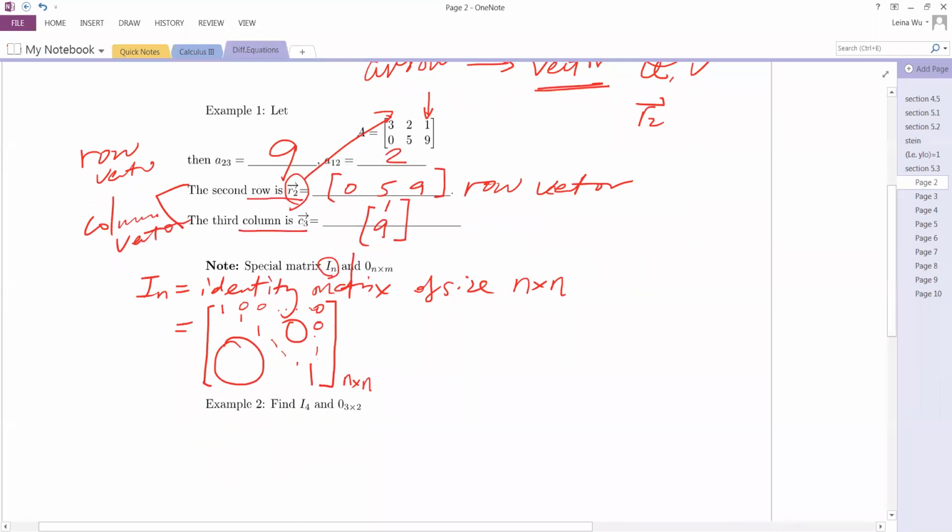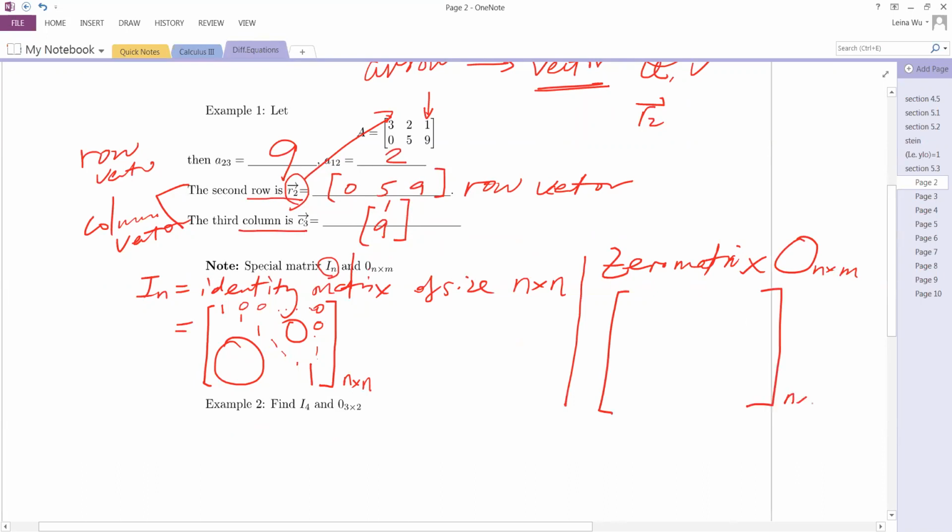All right, next we want to talk about the zero matrix. You guys recall what's the zero matrix? What it sounds like: it's all zeros. So n by n, n rows and columns, all zeros. So 0, 0, all the zeros.